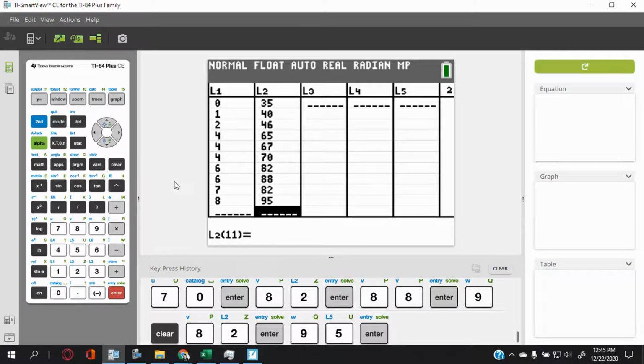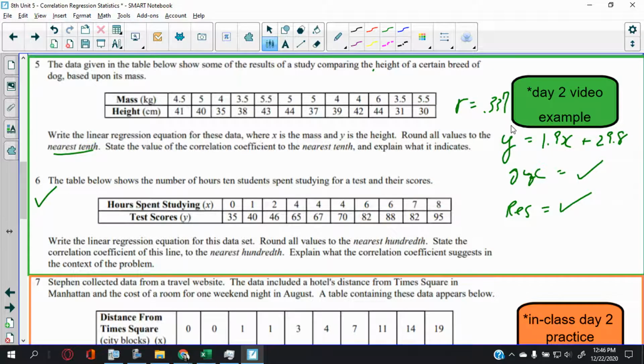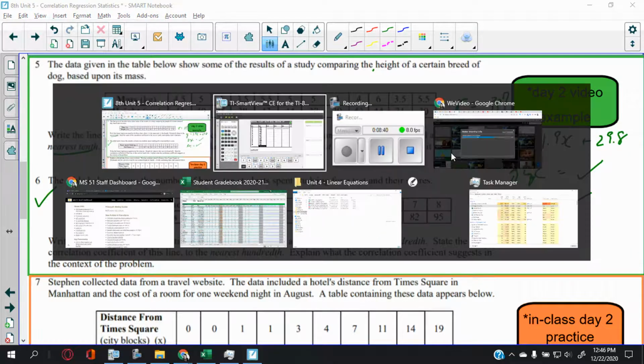Okay, now here we got our table. So right quick, I want to know the correlation, the equation, looking at the graph with the line of best fit and the original points, and then the residual plot. Four things. Okay, so let's try to get through this.